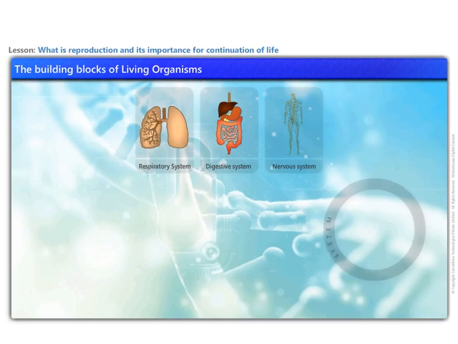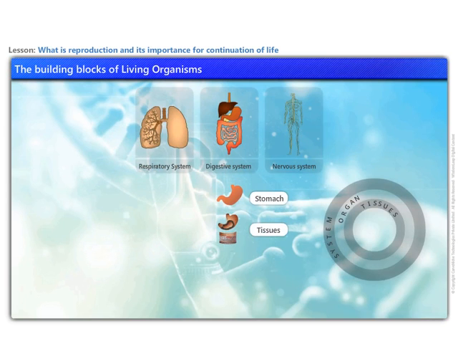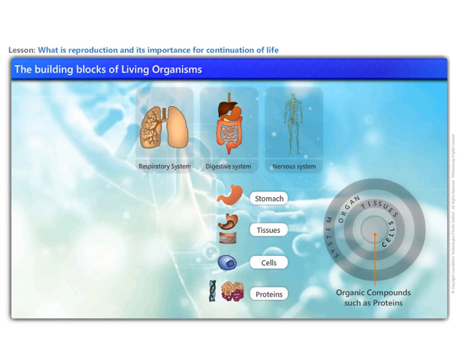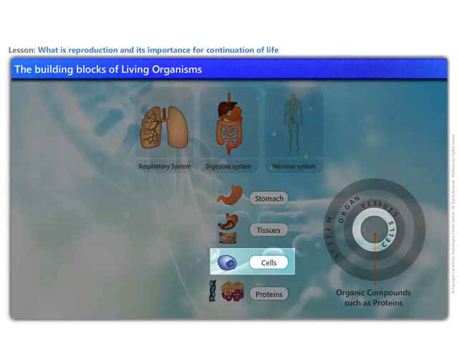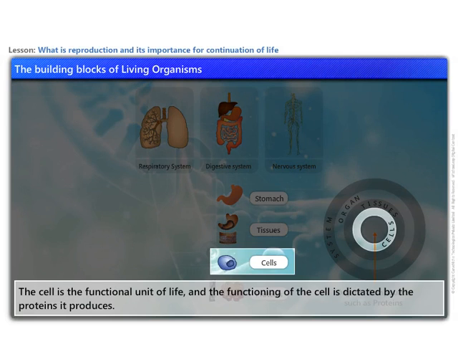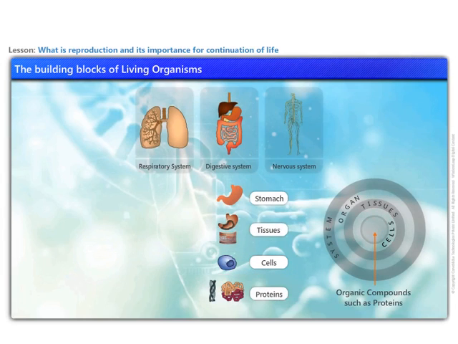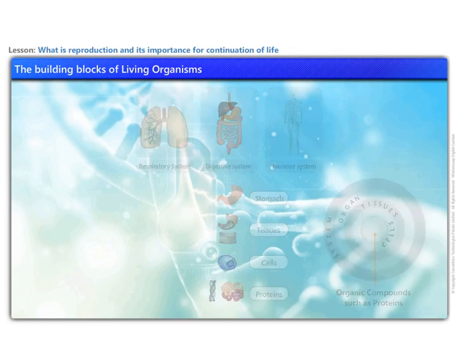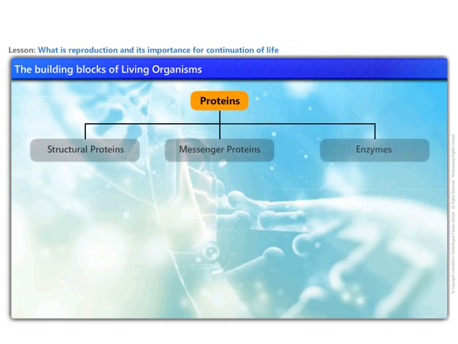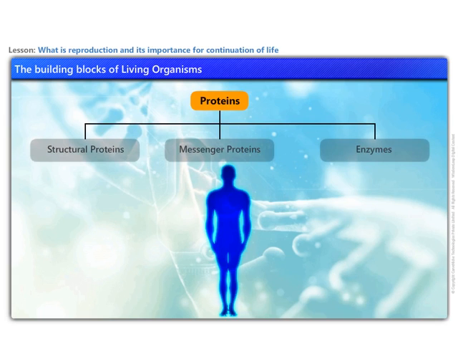At the most fundamental level, proteins are the key molecules that dictate all life processes. The cell is the functional unit of life, and the functioning of the cell is dictated by the proteins it produces. This page will enable you to understand this concept with the help of an example of that of a human body. Various types of proteins are produced by the human body to carry out all the life processes.